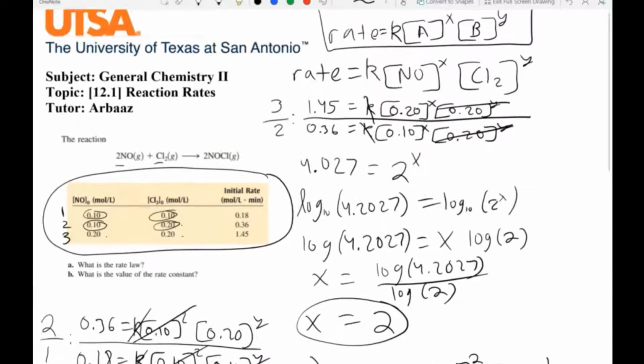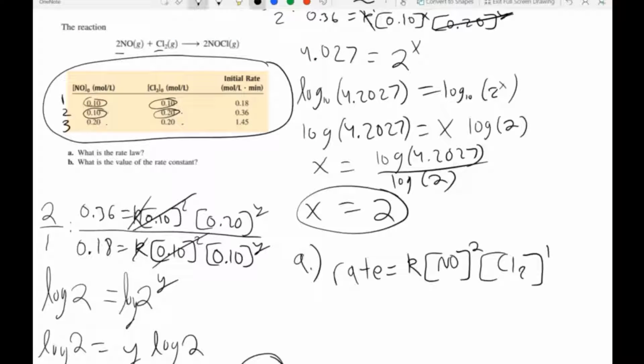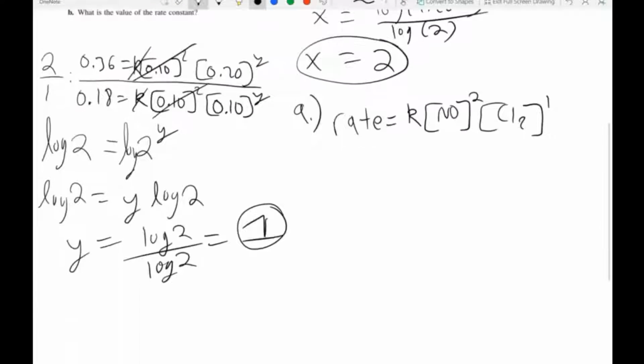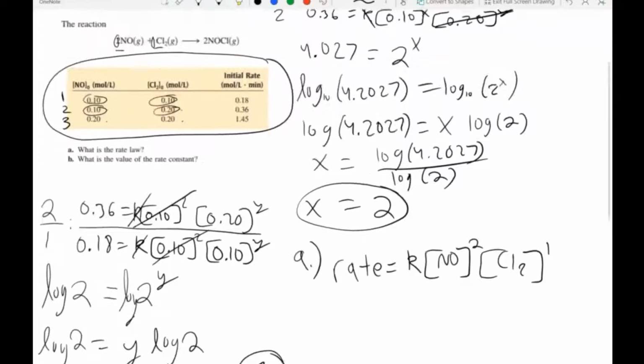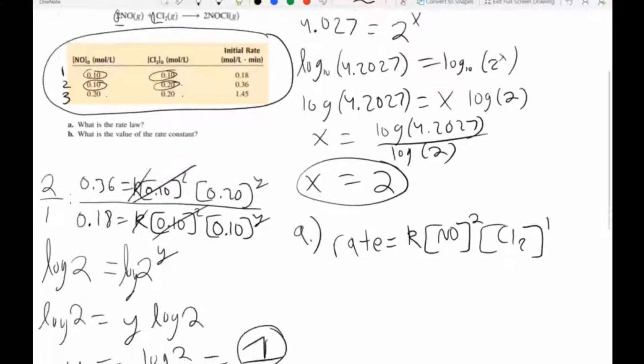And so in this case, it was a coincidence that the exponents of the rate law were the same as the coefficients, but that will not always be the case. So it's always important to do this process to figure out the actual exponents of the rate law.